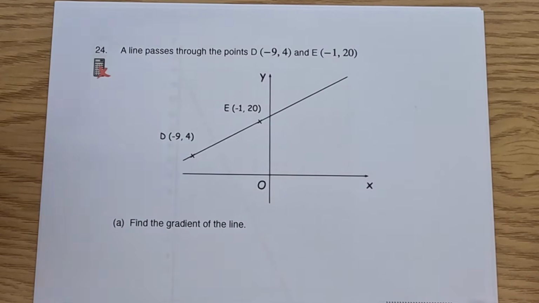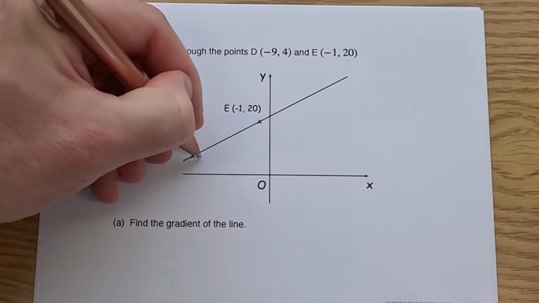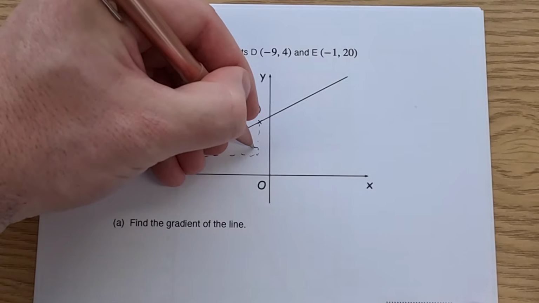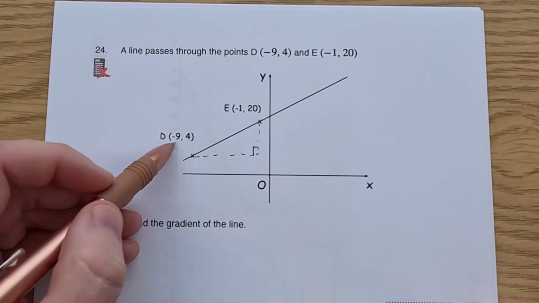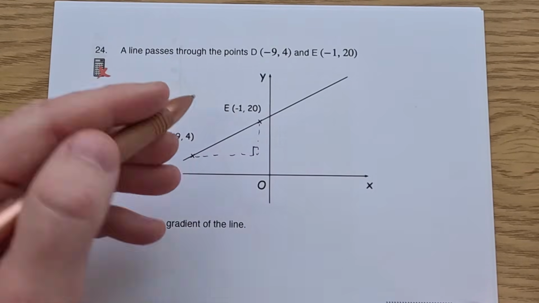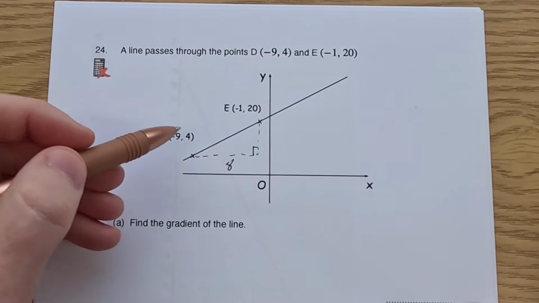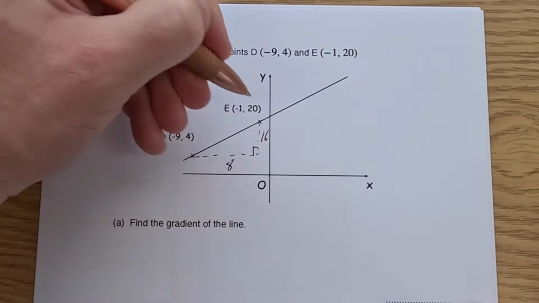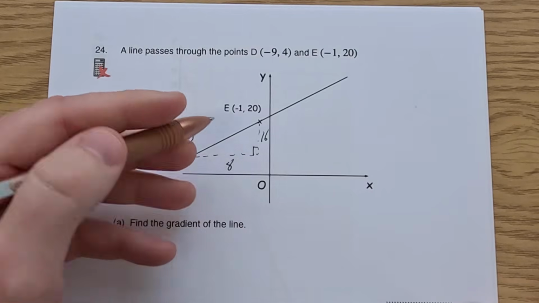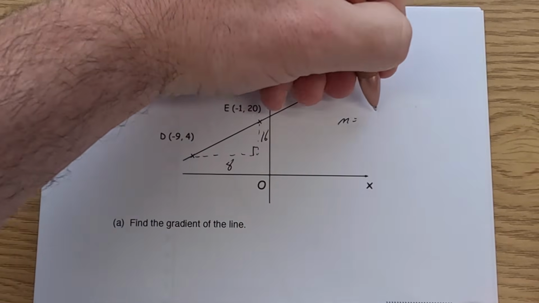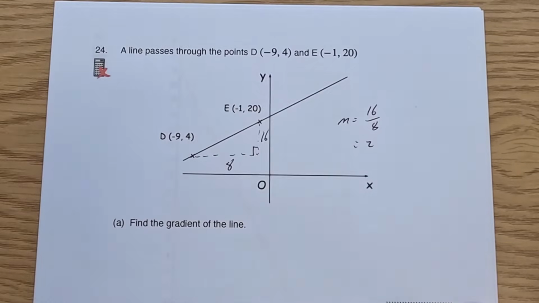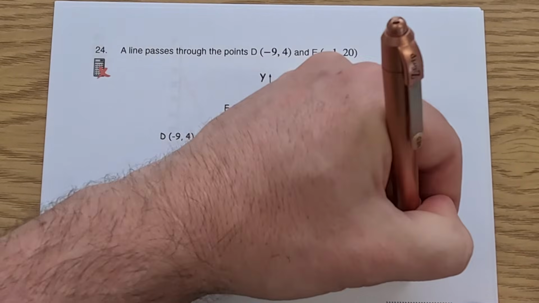Now, a sketch has been drawn for us, so we may as well use it. So let's do a little right angle triangle, going across to get the run, and then up to get the rise. The run, we're going from -9 to -1, so we're going across 8 there. And in terms of the rise, we're going from a height of 4 up to a height of 20, so the rise would be 16. So we've got a run of 8 and a rise of 16. So the m, the gradient, would be equal to 16 over 8, the rise divided by the run, which would be 2. So the gradient of that line is 2.